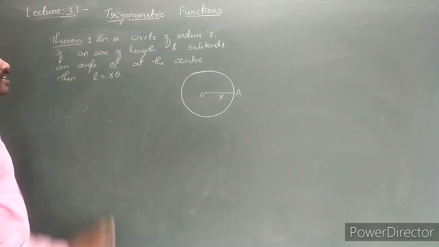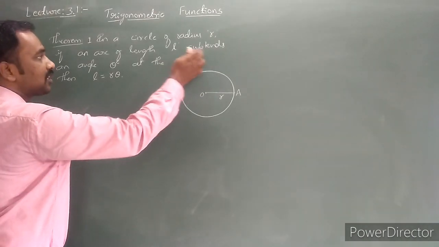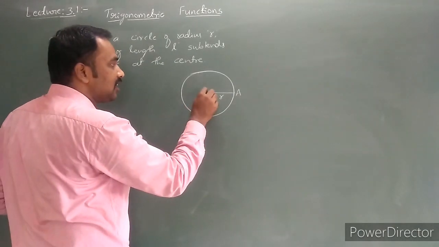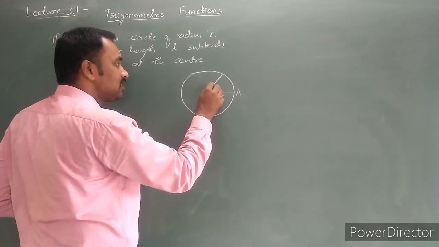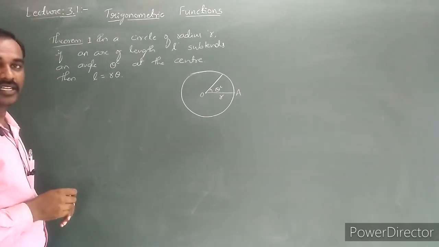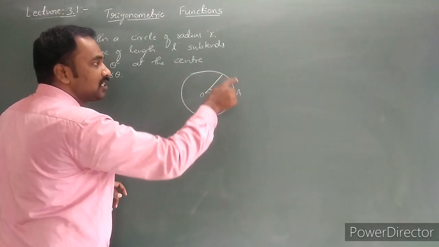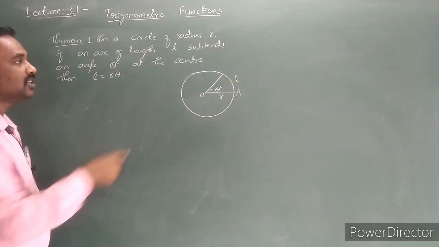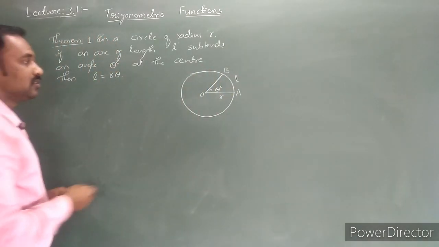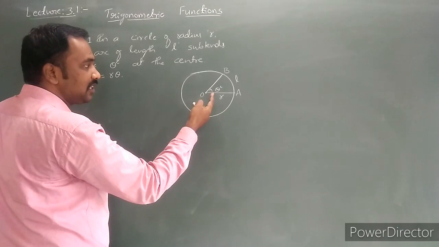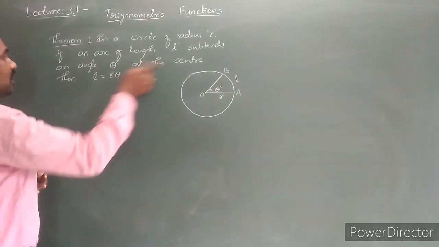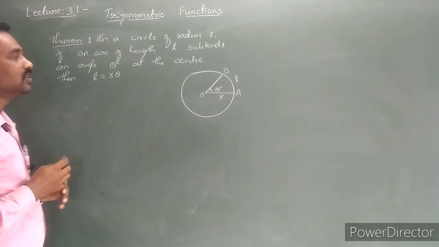Given. Next, if an arc of length L subtends an angle theta radian at the center of the circle. At the center, theta radian angle is subtended, and I have taken the positive measure in the anti-clockwise direction. Arc length is taken as L units. I name this point B. So the arc length is L, it subtends theta radian at the center, the radius of the circle is r, then arc length L is equal to r theta.